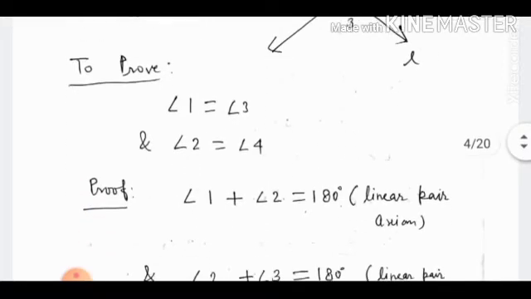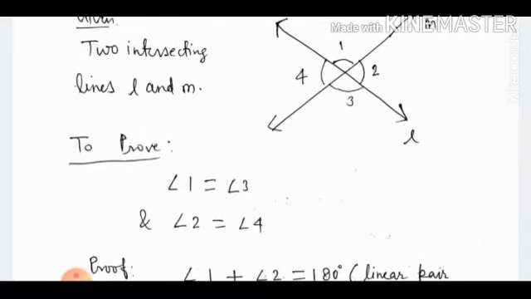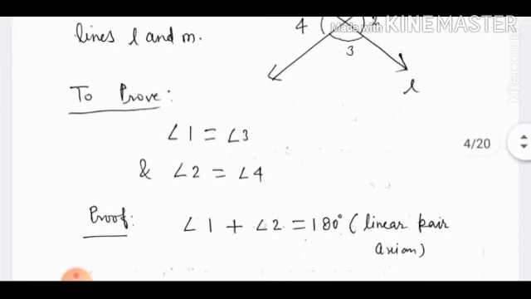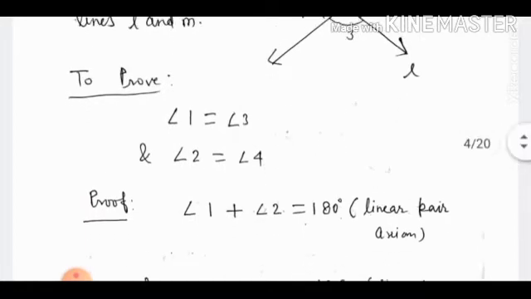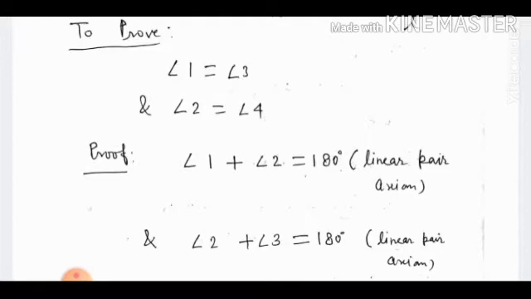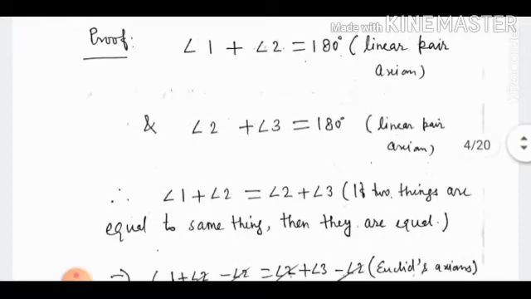Proof. You know that a theorem is a statement which is proved using an axiom or a previously proved theorem. So we are going to prove this theorem. Here we can write angle 1 plus angle 2. You may see here angle 1 and angle 2 are a linear pair of angles, so they are supplementary, and angle 1 plus angle 2 is equal to 180 degree by linear pair axiom. Also angle 2 plus angle 3 is equal to 180 degree by linear pair axiom. Therefore angle 1 plus angle 2 is equal to angle 2 plus angle 3.